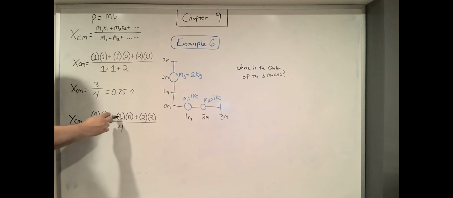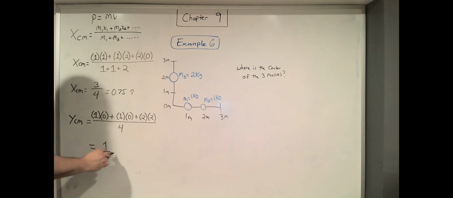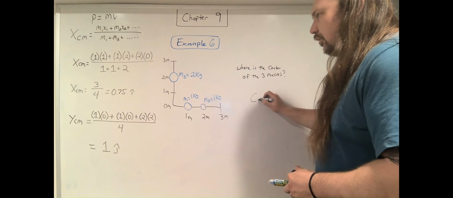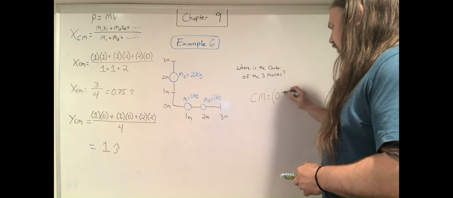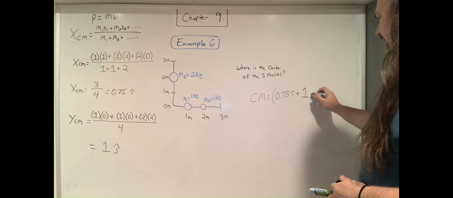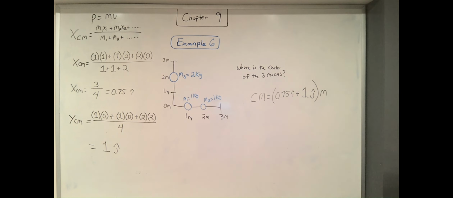So I've got 1 times 0 is 0, 1 times 0 is 0, 2 times 2 is 4. This gives me 1 in the j direction. So where is my center of mass? We could just go as CM, center of mass. My center of mass is located at 0.75 i hat plus 1 j hat meters. That's where the center of mass lies.